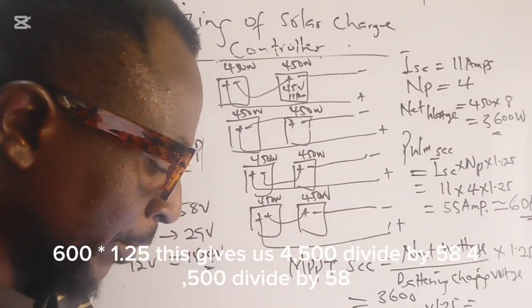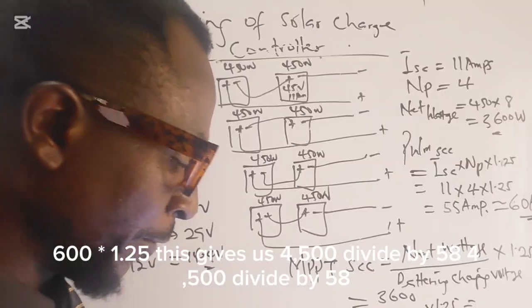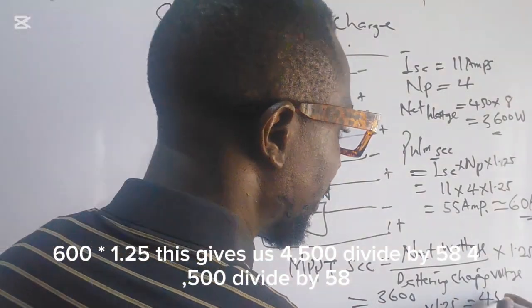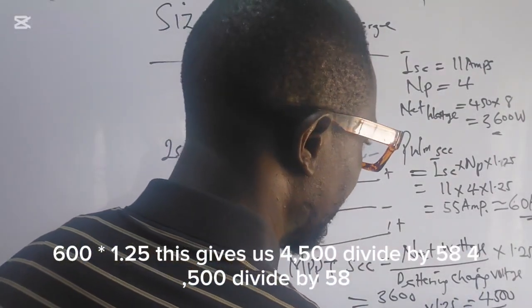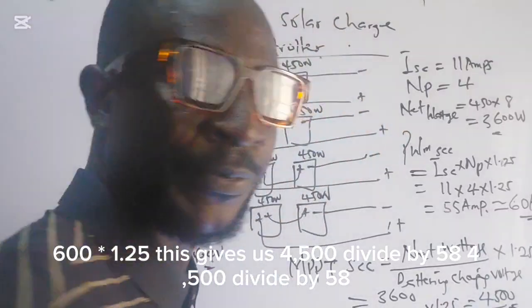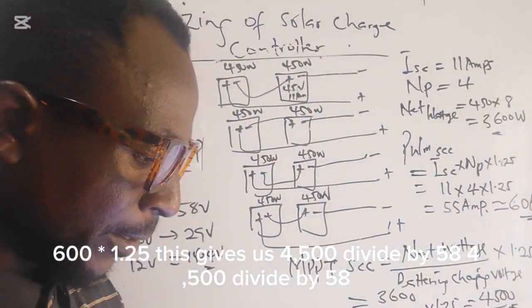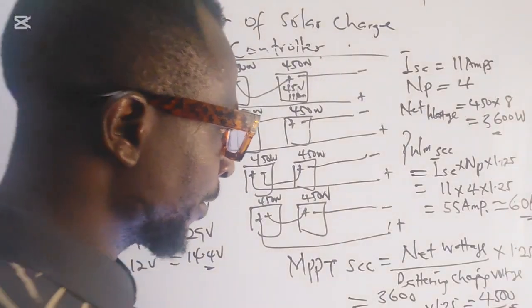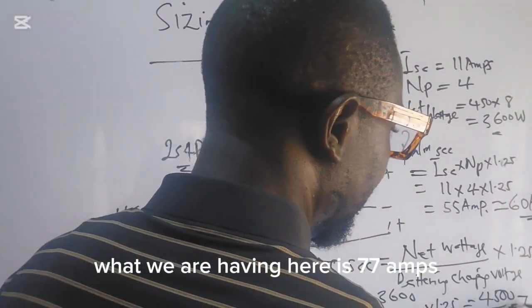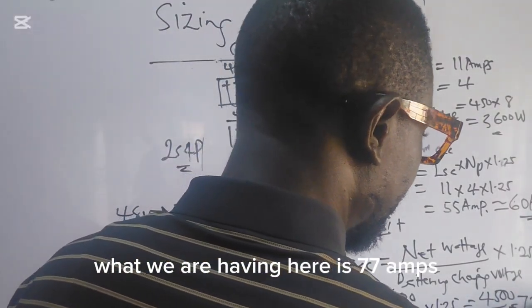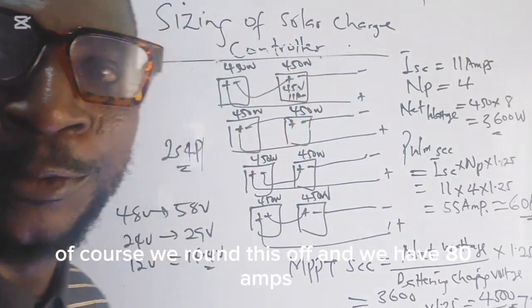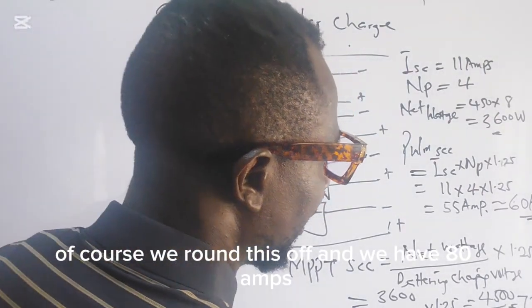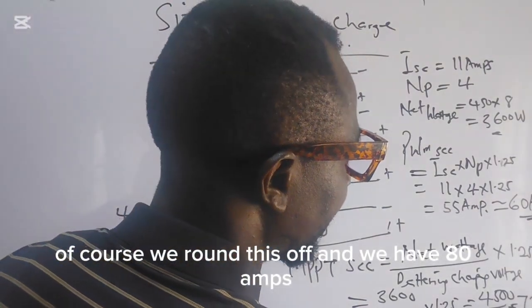Now 3,600 times 1.25 gives us 4,500 divided by 58. What we are having here is 77 amps. Of course, we round this off and we have 80 amps.